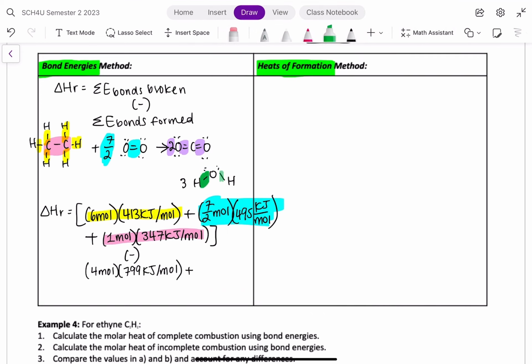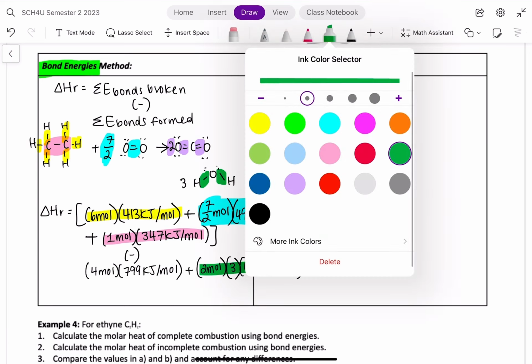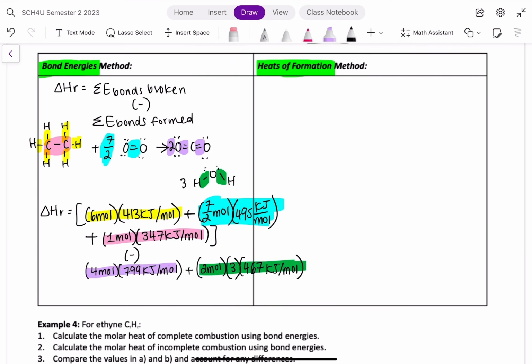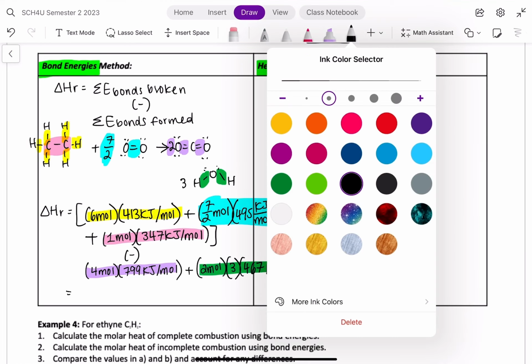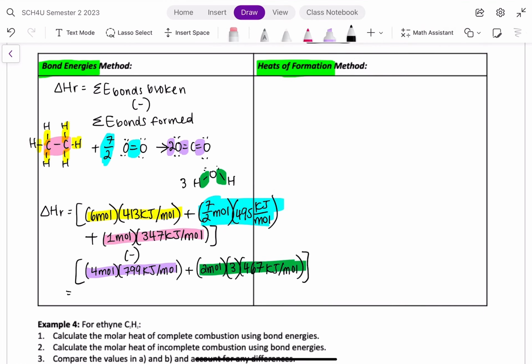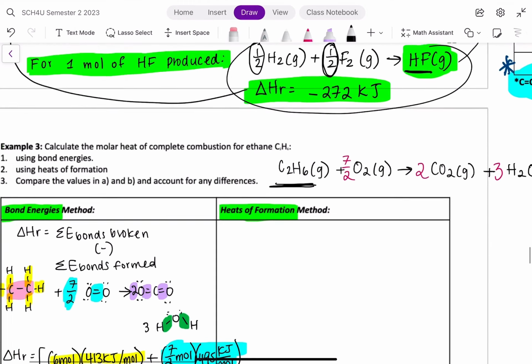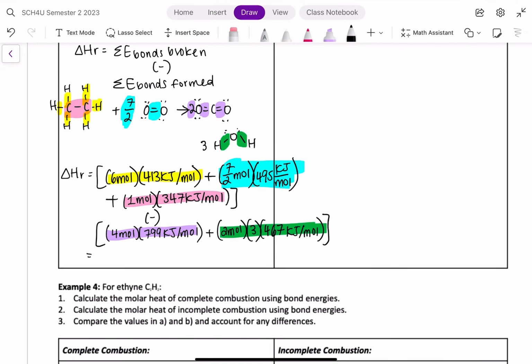for my water molecule, H to O bond, there's 2 of them, so 2 moles. But there are 3 water molecules, so we multiply that by 3 times 2. And the bond energy is 467 kilojoules per mole. Okay. So this over here in the purple and green are the bonds formed. So now you will input all of these into the calculator.